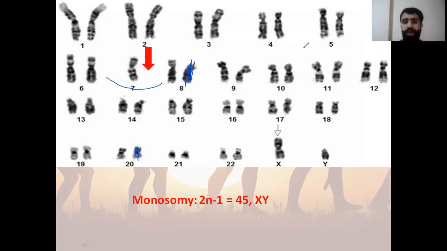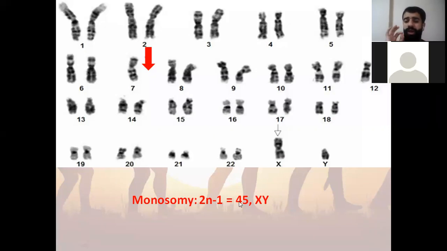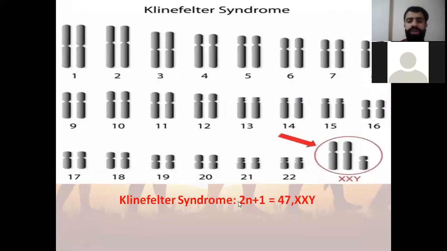And also, you have to be careful about the chromosomal formula. If I ask you about the chromosomal formula, it should be written like this: 2n minus 1 equal to 45 in this case, since we have a missing chromosome. If we have an extra, 2n plus 1 equal to 47. And if it's normal, 2n equal 46. Okay, let's continue on to Klinefelter syndrome.